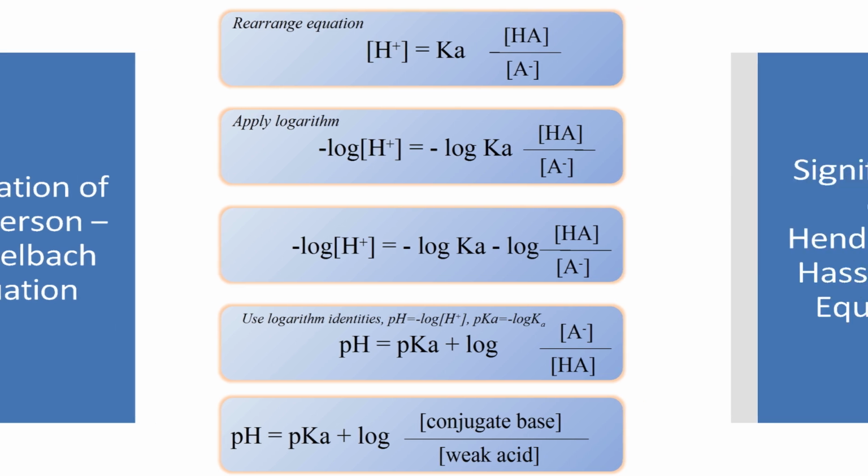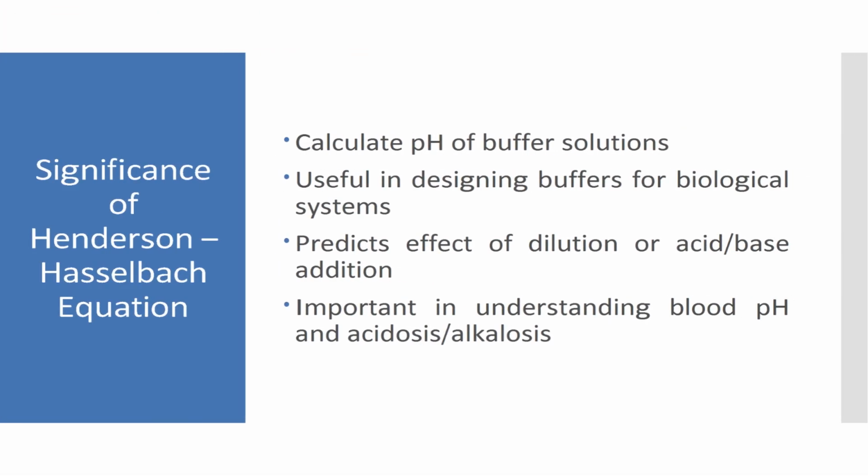As we continue, let's understand the real-world significance of the Henderson-Hasselbalch equation. This equation is crucial for calculating the pH of buffer solutions. It is incredibly useful in designing buffers for biological systems where a stable pH is essential for life processes. The equation also predicts the effect of dilution or the addition of acid or base on a buffer's pH. And it is profoundly important in understanding blood pH and medical conditions like acidosis and alkalosis.